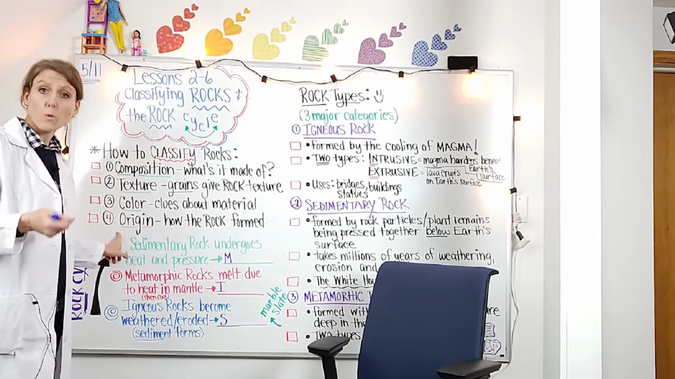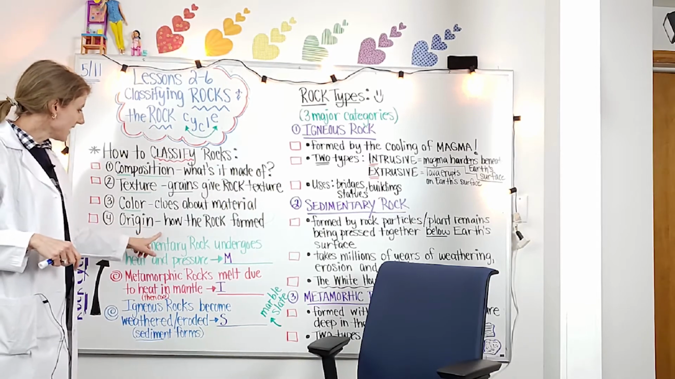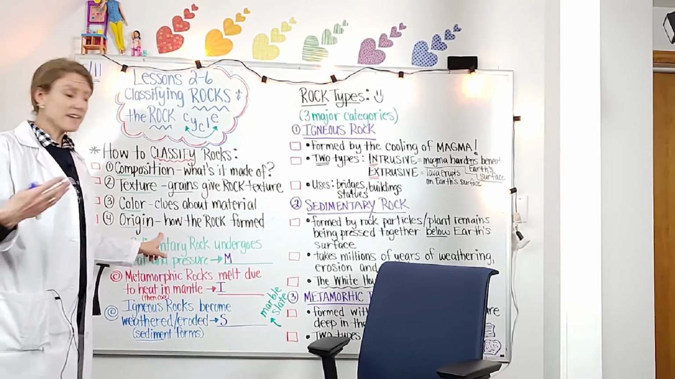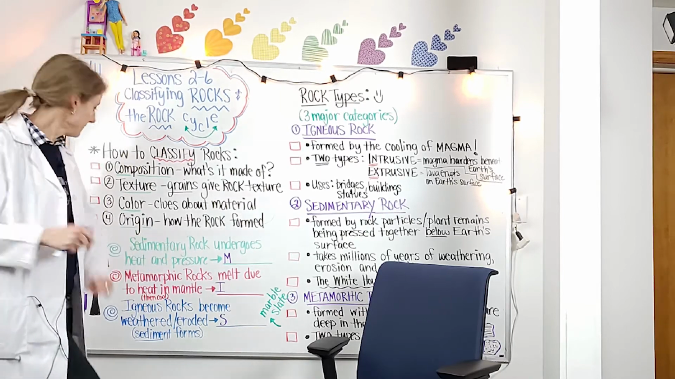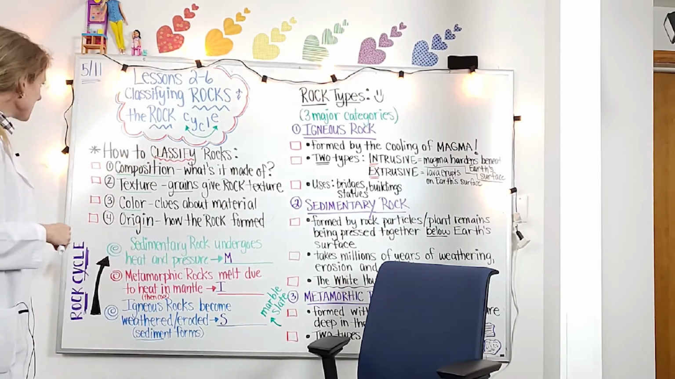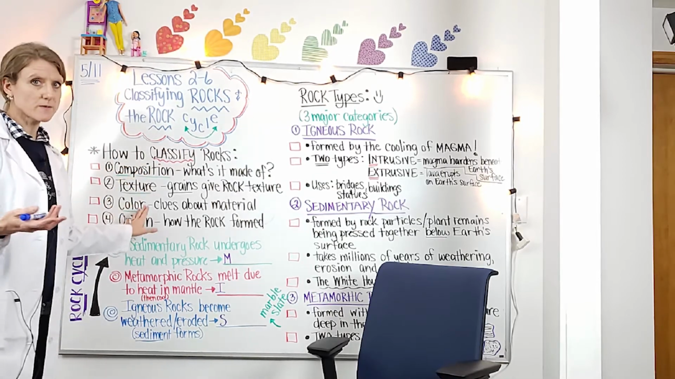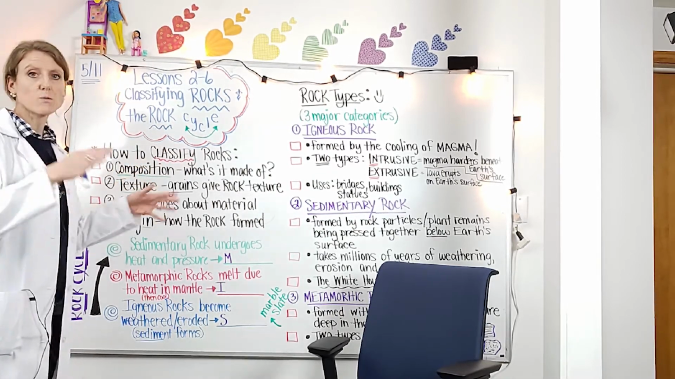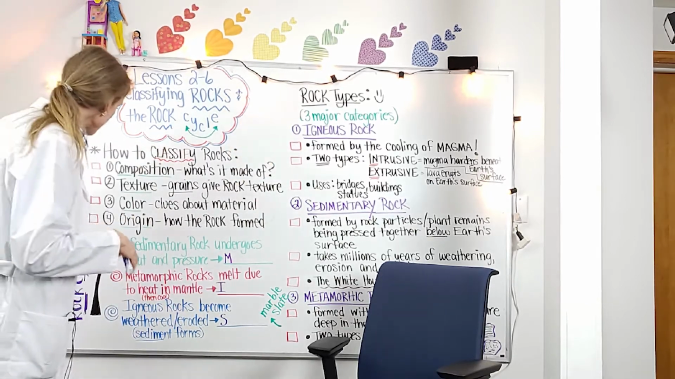I also want to look at origin, which we'll get into a little bit more on the other side here. Origin is kind of like the start of something, right? So how the rock formed, how did it originate? Okay. So those are, again, the 4 ways that scientists, geologists specifically, look at classifying rocks. What category do we put them in? We'll talk about the categories in just a minute.